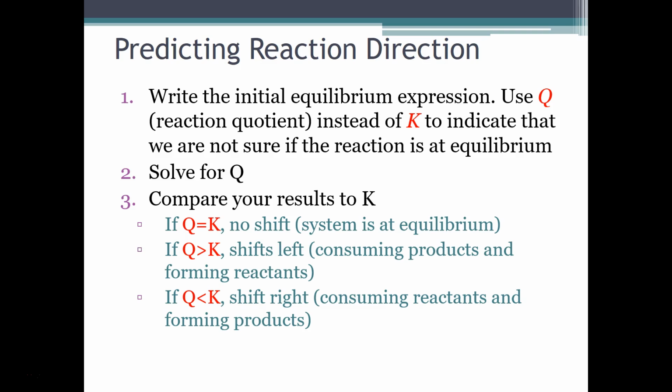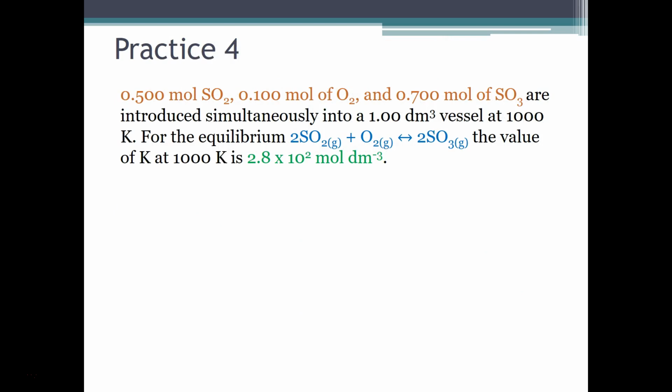So basically, the concentrations given to us, if we're using Q, are concentrations that may or may not be at equilibrium. We're not sure. And so we're going to solve for Q to find out. So here's an example.